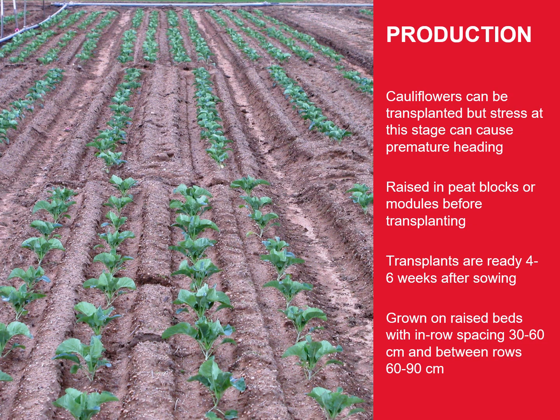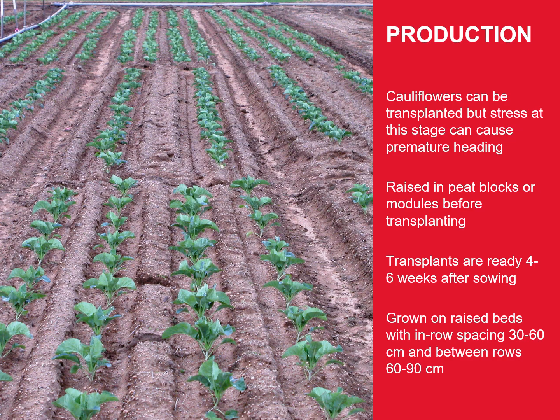Cauliflowers can be transplanted, but stress at this stage can cause premature heading in the cultivars. They're typically raised in peat blocks, the same as with cabbage and broccoli. The transplants are ready between about 4 and 6 weeks after sowing.